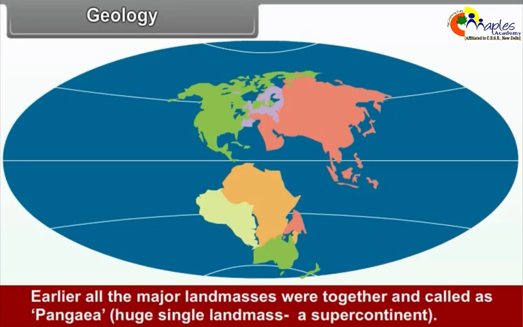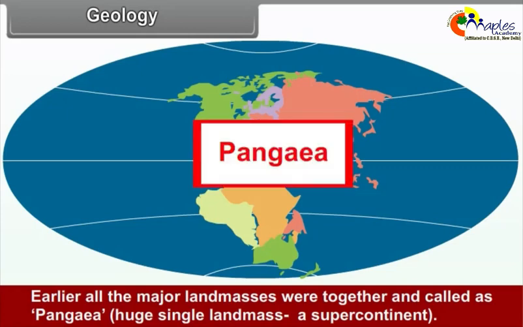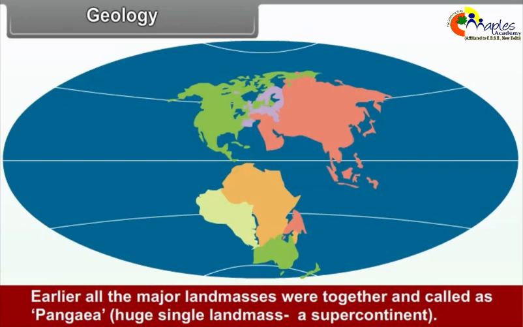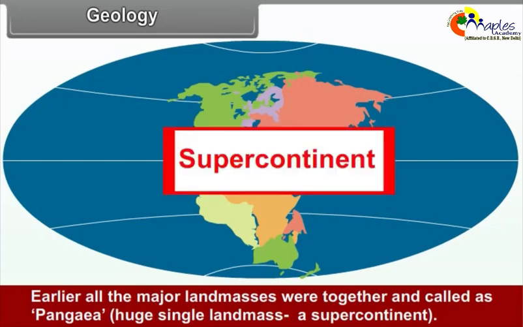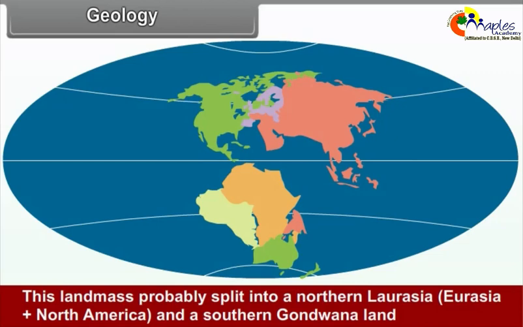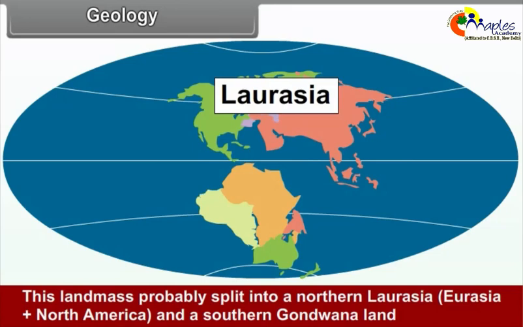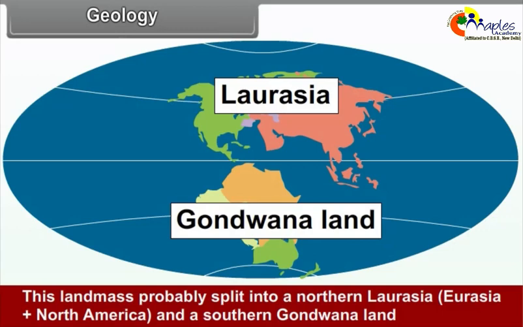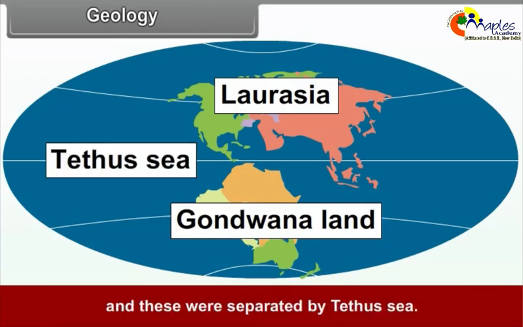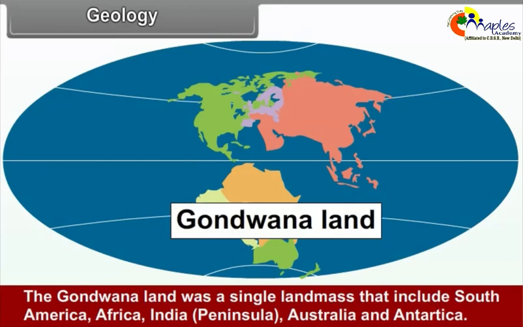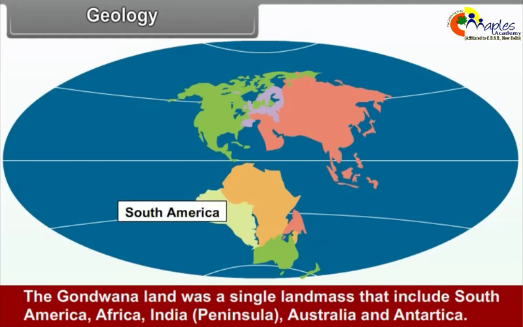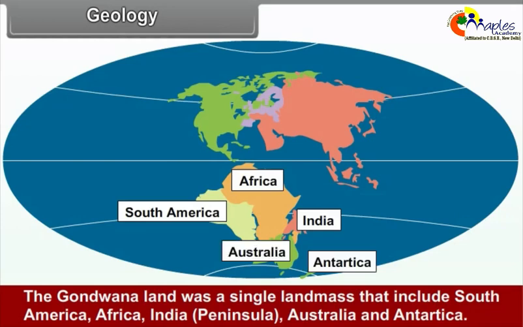Earlier, all the major land masses were together called the Pangaea, a huge single landmass, a supercontinent. The landmass probably split into a northern Laurasia, Eurasia plus North America, and a southern Gondwana land, and these were separated by the Tethys Sea. The Gondwana land was a single landmass that included South America, Africa, India, Australia, and Antarctica.